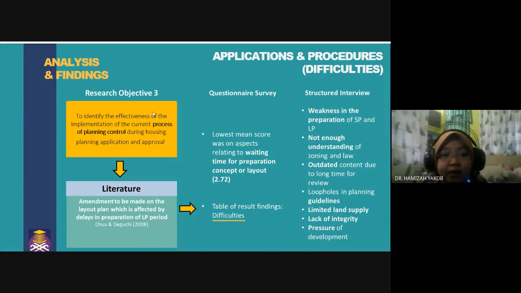All right. This is in terms of factors of difficulty. Basically, the lowest mean score was in terms of waiting time. Okay, waiting time for preparation of the concept. Basically, waiting time. Okay.